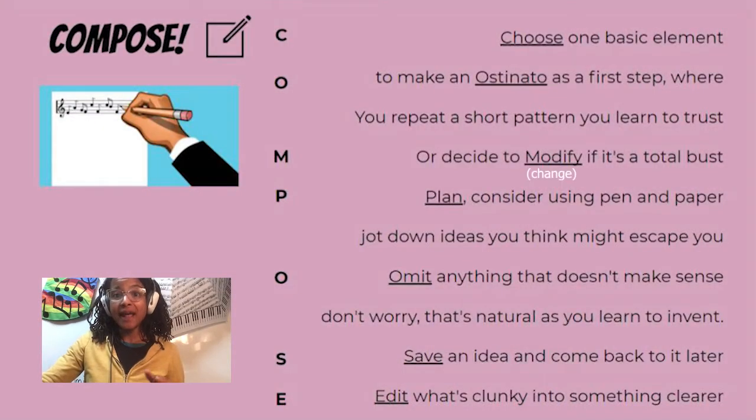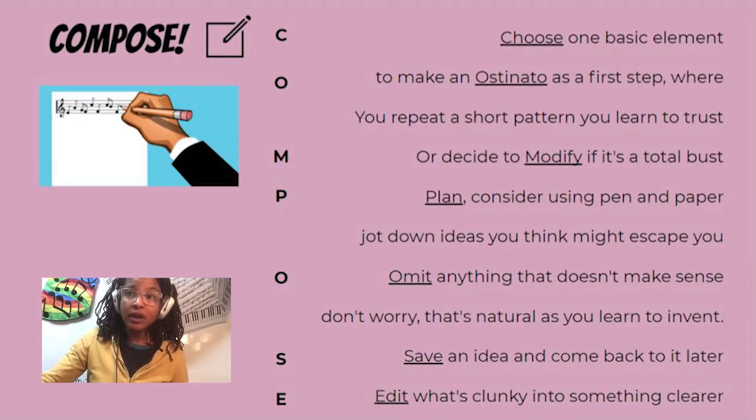Choose a basic element. To make an ostinato was a first step where you repeat a short pattern you learn to trust or decide to modify if it's a total bust. Plan. Consider using pen and paper. Jot down ideas you think might escape you. Omit anything that doesn't make sense. Don't worry. It's natural as you learn to invent. Save an idea, come back to it later. Edit what's clunky into something clearer. Just a few tips you might consider if you're a brave composer who is not a quitter.